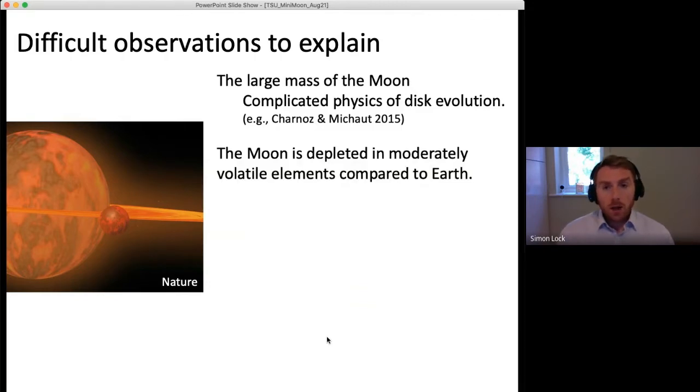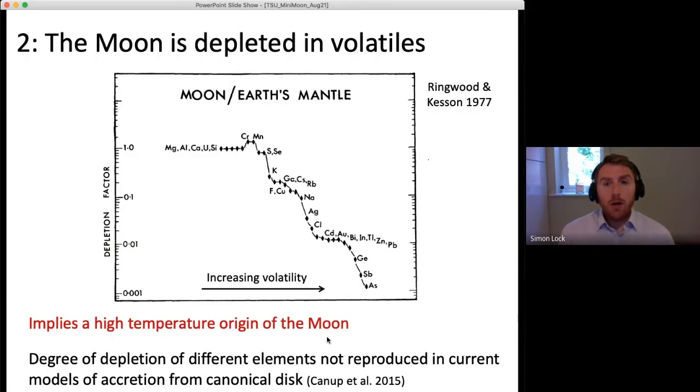The second observation that has not really been reconciled with the canonical model is the fact that the Moon is depleted in what we call moderately volatile elements. These are elements that you wouldn't necessarily consider to be moderately volatile on Earth. They're things like potassium and sodium, which tend to vaporize between 1,000 and 2,000 Kelvin. But this has been well known since the days of Apollo.